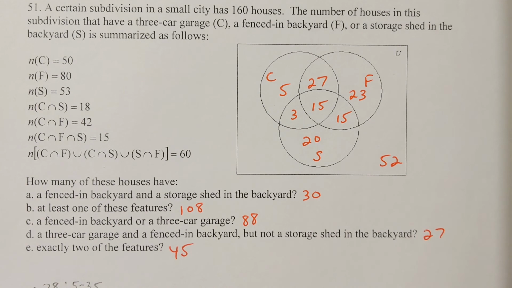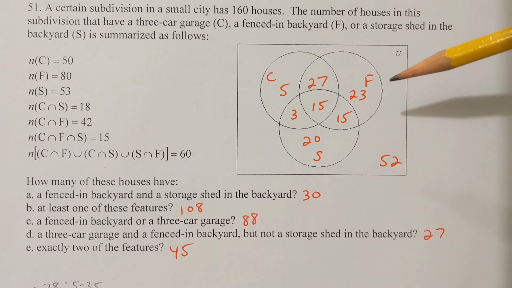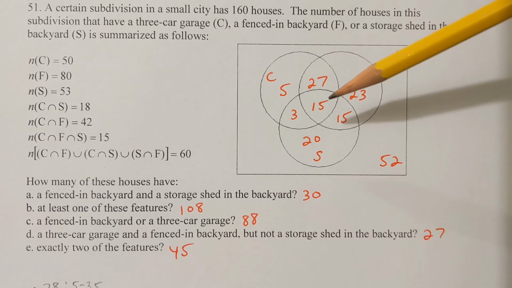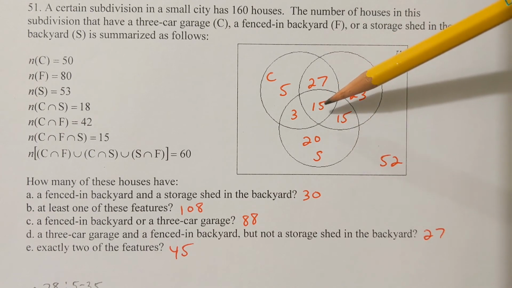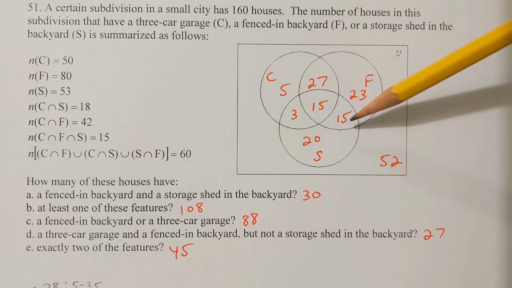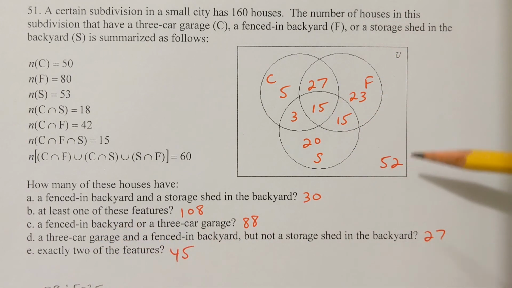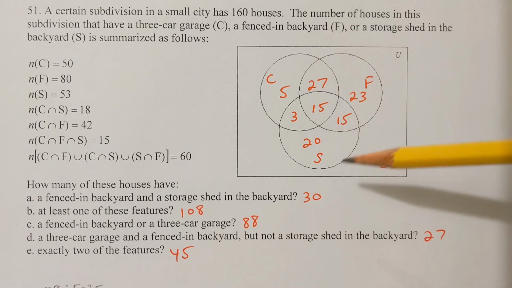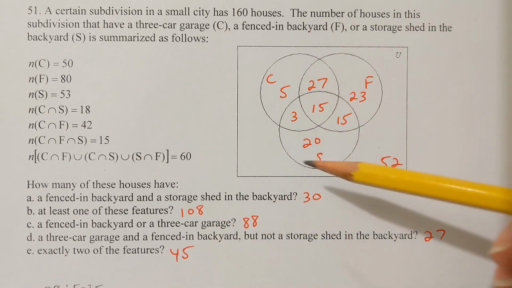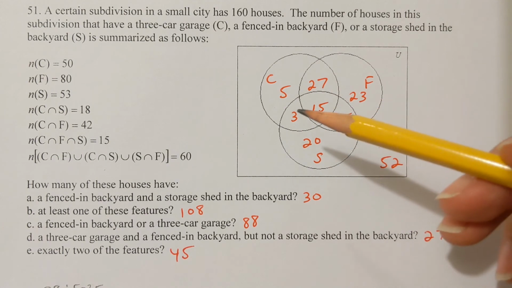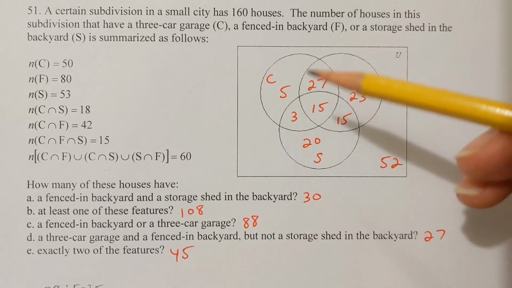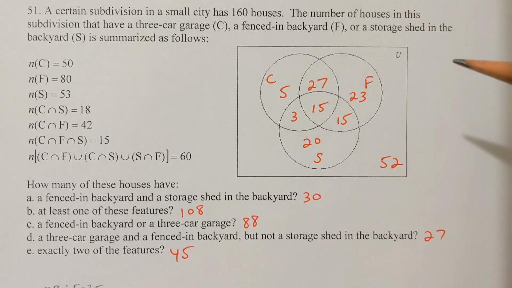How many of these houses have, part A, a fenced-in backyard and a storage shed in the backyard? That'd be F intersect S, which is 15 and 15, which is 30. Part B, how many have at least one of these features? Well, these 52 houses have none of the features, so the other 108 are going to have at least one of these features. Some have more than one, but 108 would be the answer to part B.